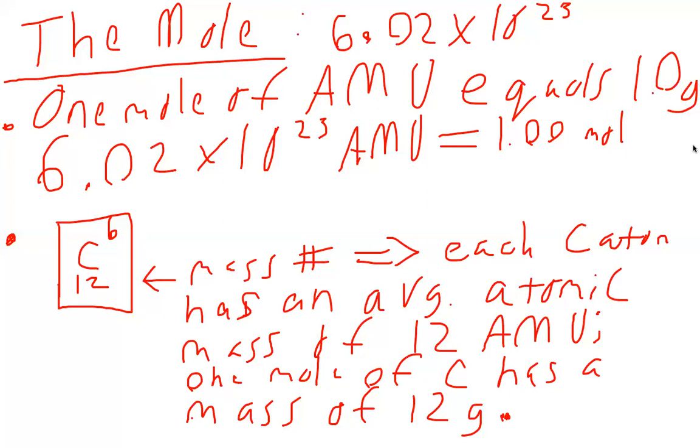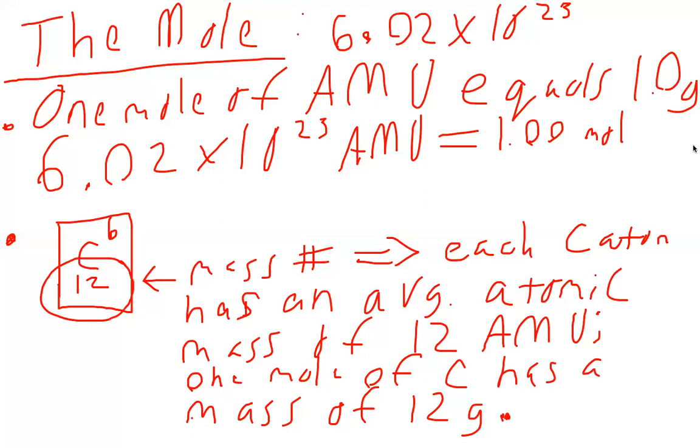What significance does the 12 have? I'm confused on how to calculate it. You don't calculate this 12. This 12 over here is given to you from the periodic table. Well, you're saying each has an average atomic mass of 12, and then how do you calculate it from there? Do you just multiply it by 6.02 times 10 to the 23rd? Where does the 12 come from?